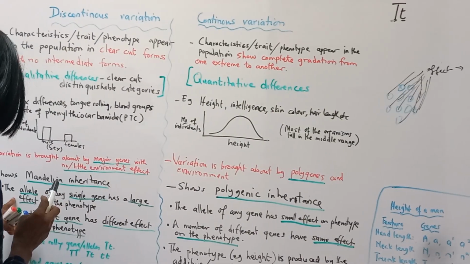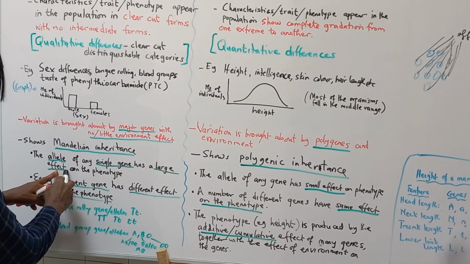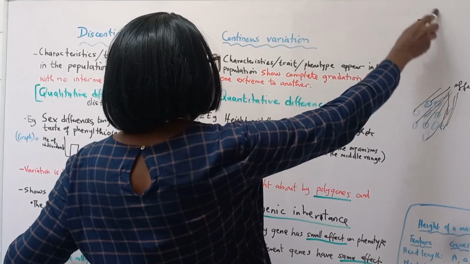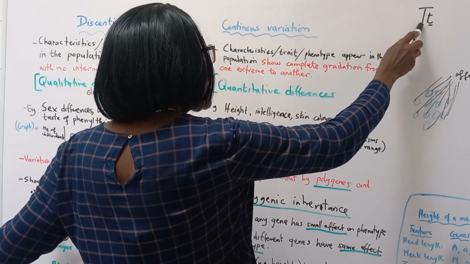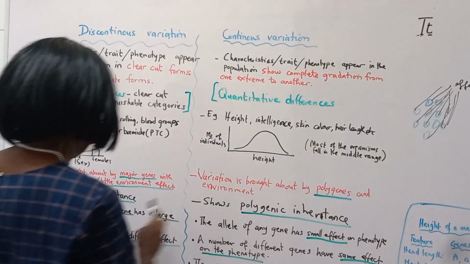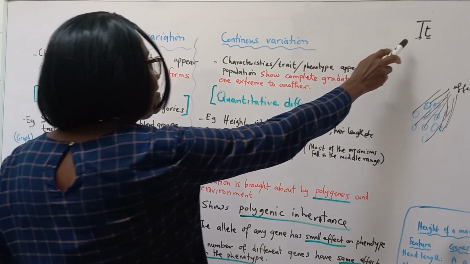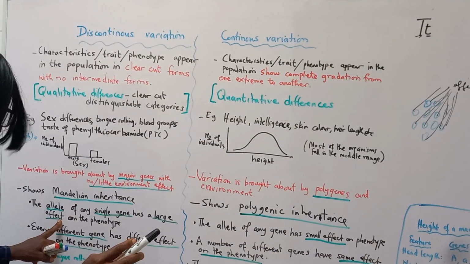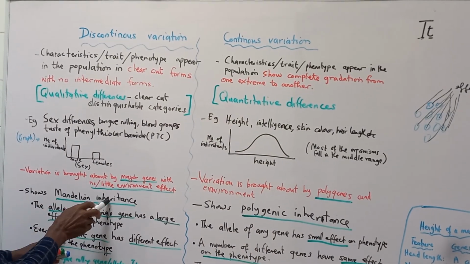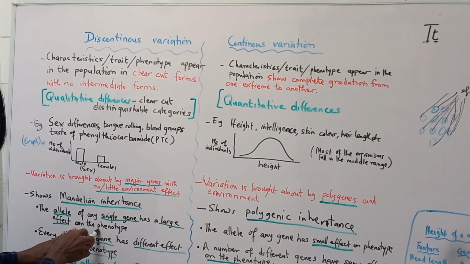In Mendelian inheritance, the allele of every single gene has a large effect on the phenotype. Each allele, so I have these two genes for tongue rolling. This allele has a large effect on the phenotype. Dominant gene T: once a person has gene T, which is a dominant gene, the person will become a tongue roller. So in Mendelian inheritance, the allele of every single gene has a large effect on the phenotype.